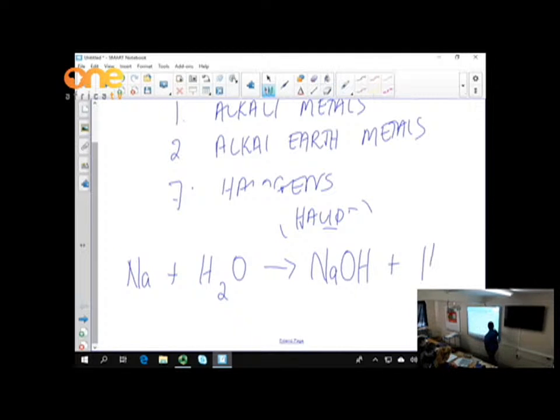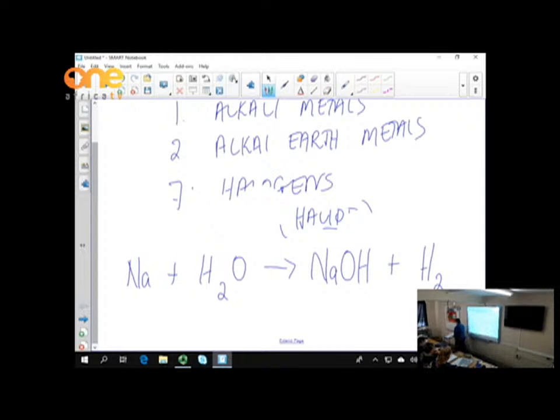Yes, hydrogen gas. You would be able to catch the hydrogen gas and test it. How do I test hydrogen? With a burning splint, giving a whistling or popping sound. So all of the group 1 metals will react similarly with water, as if it was an acid. You get a salt plus hydrogen gas.